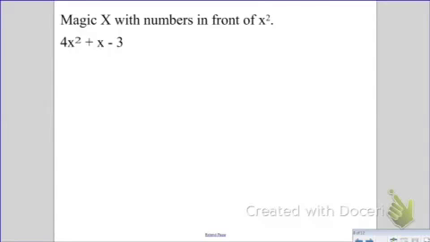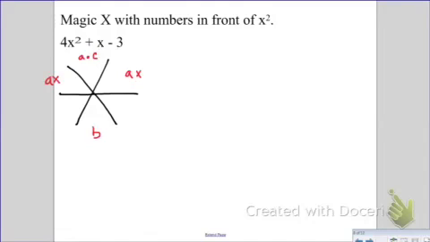Now, there is a way to use the magic x, but it's a little funky. But I will show you how to do it so you have a couple of different methods. The way you do it is you draw your big magic x, but this time we add another line right here. On the top of our magic x, we are going to put a times c, and on the bottom we're going to put b. On one part we're going to put ax, and on this part we're also going to put ax.